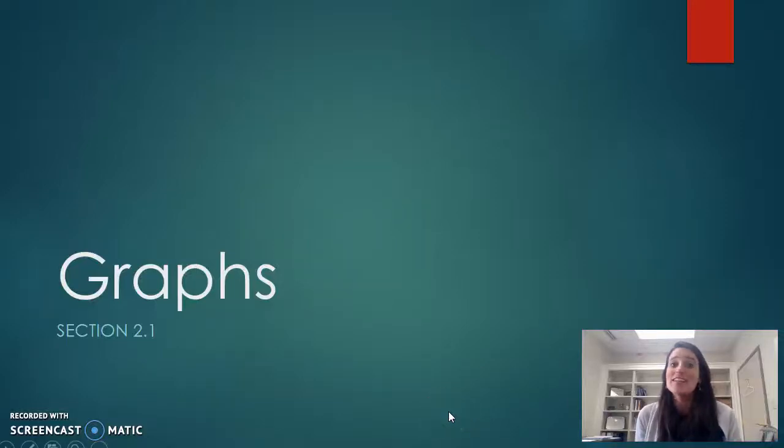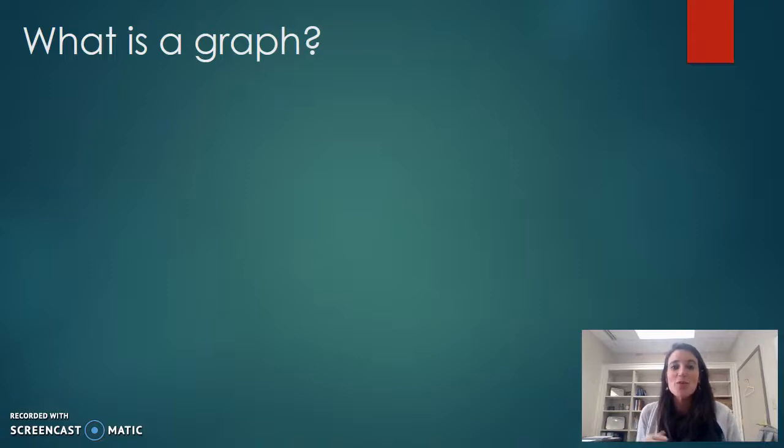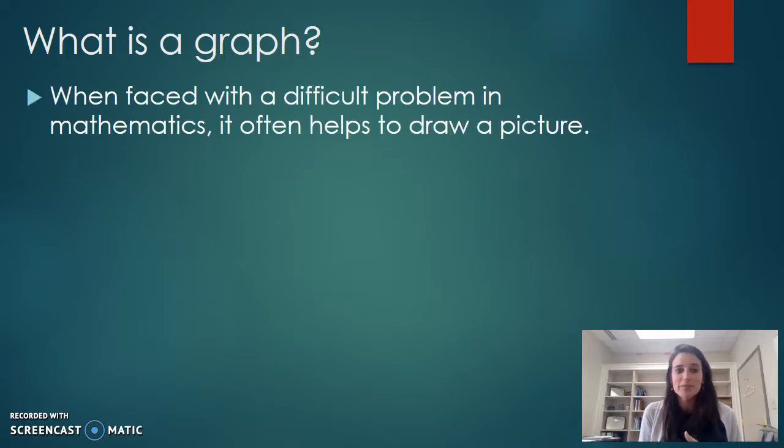Section 2.1 is on graphs. So what is a graph? Now, we've talked about how a lot of the techniques we're learning in discrete mathematics help you solve complicated problems. So it's all about learning strategies for problem solving. And when you're faced with a difficult problem in mathematics, it often helps to draw a picture.